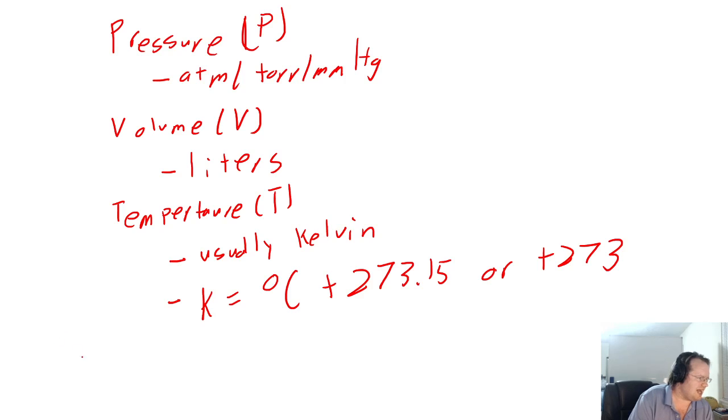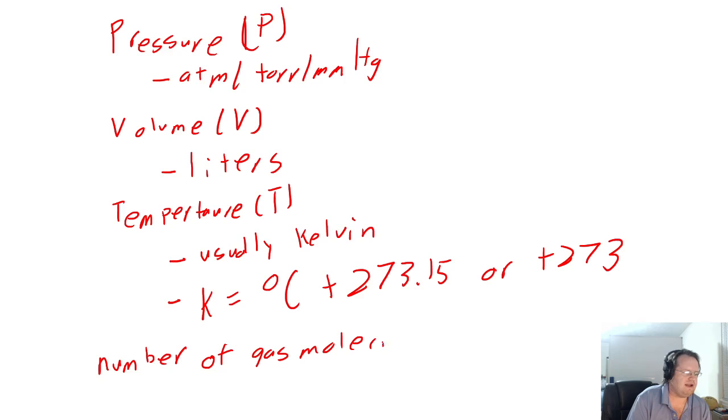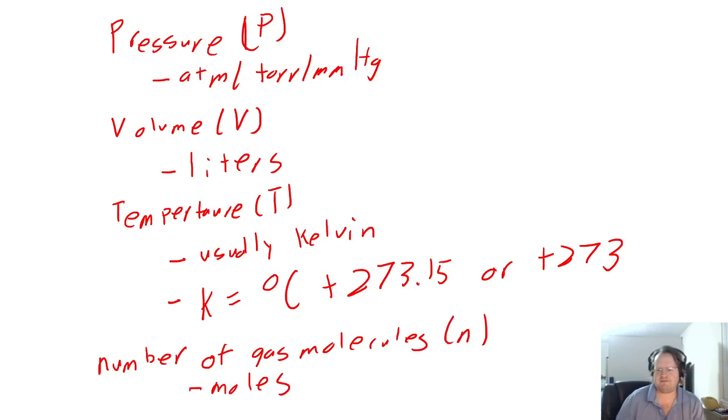And then finally, the last thing we're going to worry about in this chapter is our number of gas molecules. This is how many gas molecules there actually are. We'll use N to represent this, and it is going to be measured in moles. So this is how it relates to all the previous materials we've been covering. You'll notice that each chapter that we've done towards the end of this first semester is about how many molecules we have, how to get to moles.